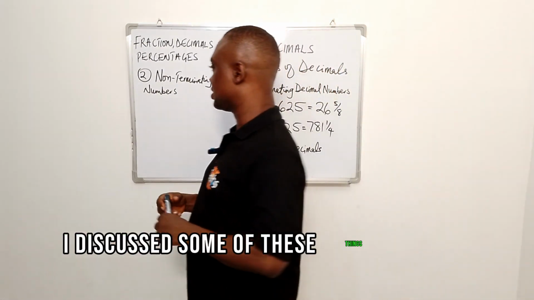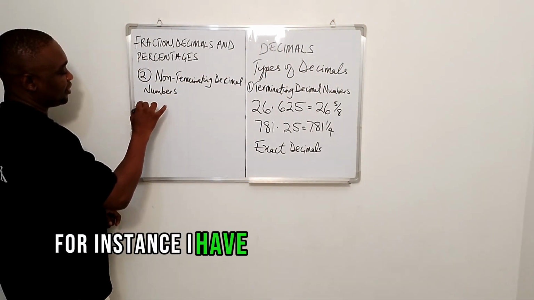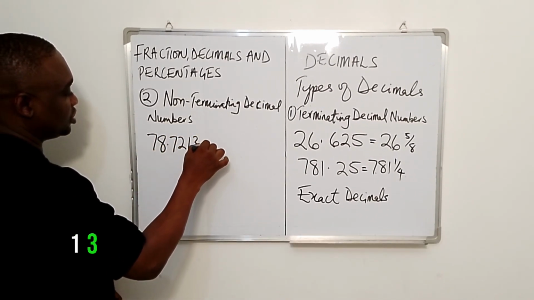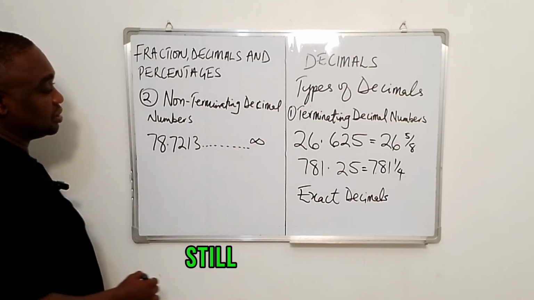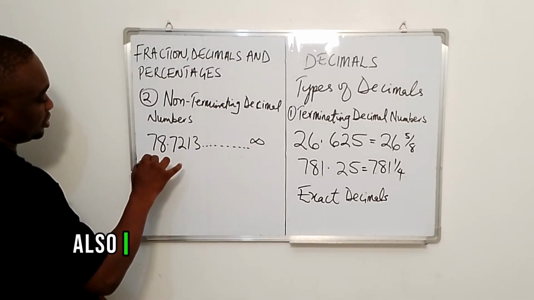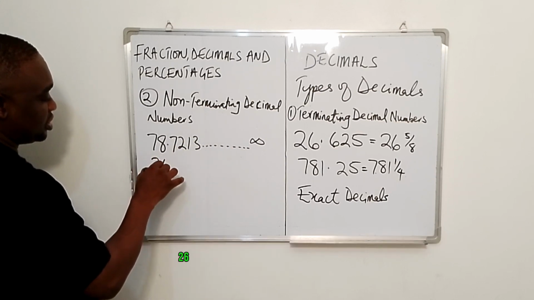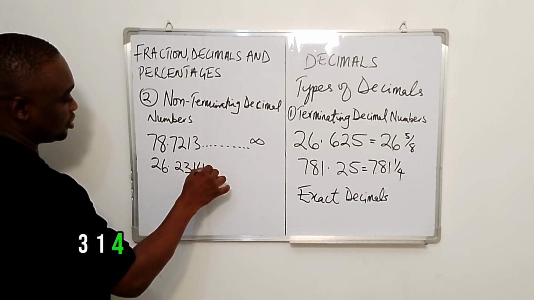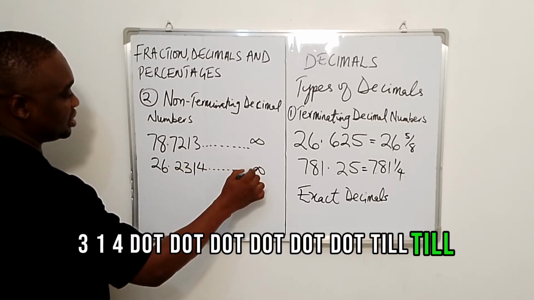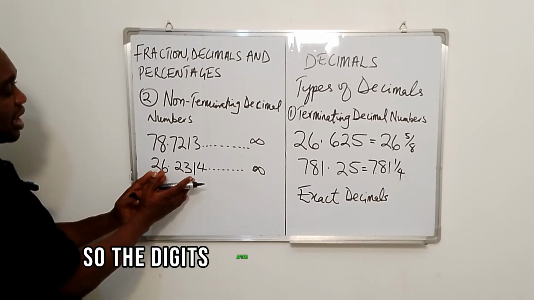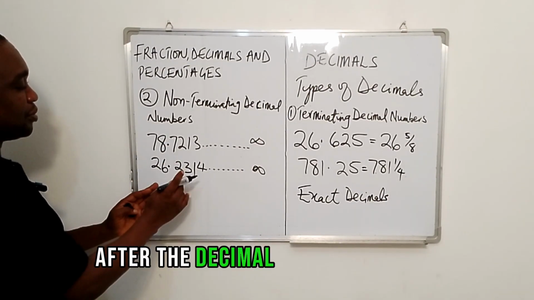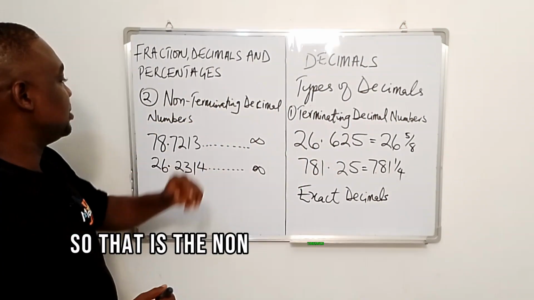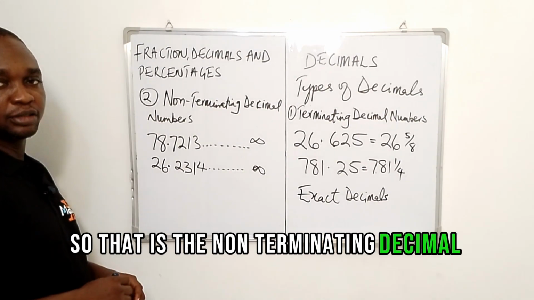I discussed some of these things earlier. For instance, I have a number like 78.7213 dot dot dot, of course, till infinity. Also, since I used 26 there, 26.322314 dot dot dot till infinity. So the digits after the decimal point are endless. It just keeps on going till infinity. So that is the non-terminating decimal number.